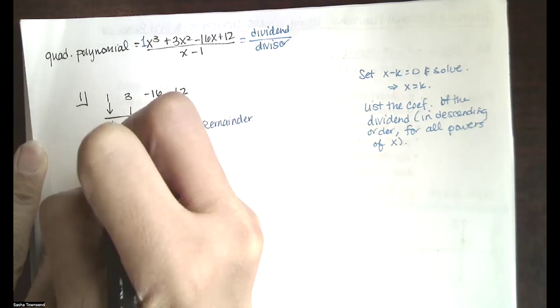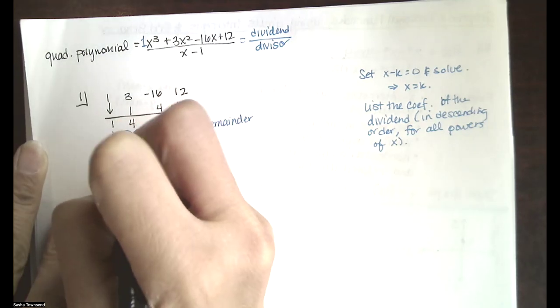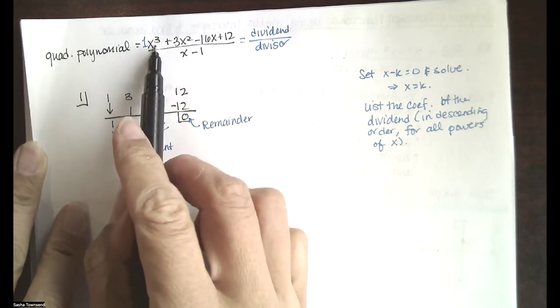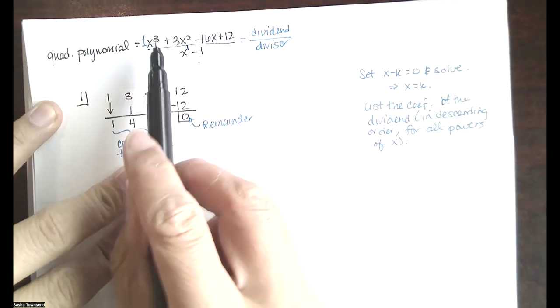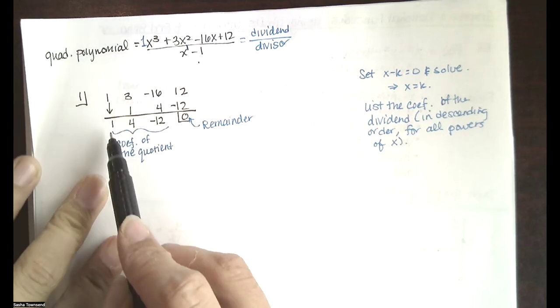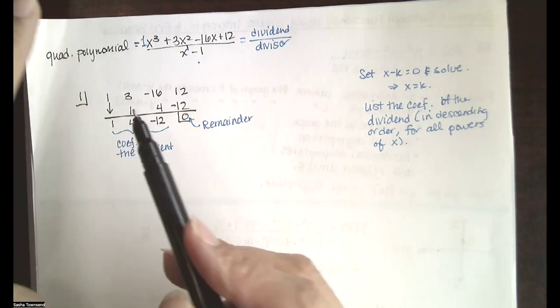And then these are the coefficients of the quotient. Since this is cubic and we divided by something linear, the degree of the polynomial decreases by 1. So we're going to have something quadratic. So this is the coefficient of x squared because it's a quadratic polynomial.